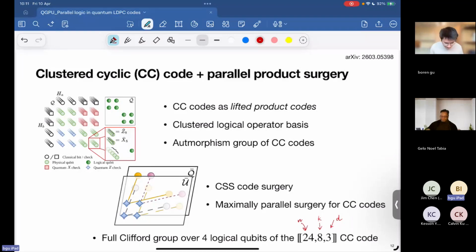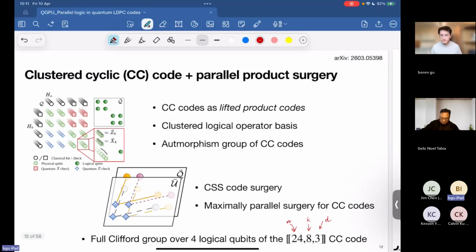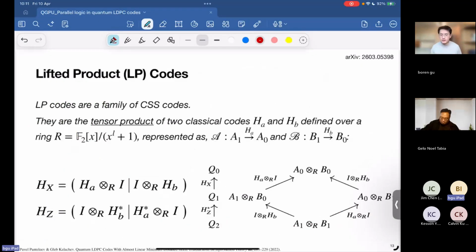So, lifted product codes. As mentioned earlier, this is the first family of codes which achieves almost linear distance in the asymptotic regime, and they are a family of CSS codes. So you can separate the X and Z stabilizer generators, and correspondingly, the logical operators can be separated with only X or only Z type Paulis as well.